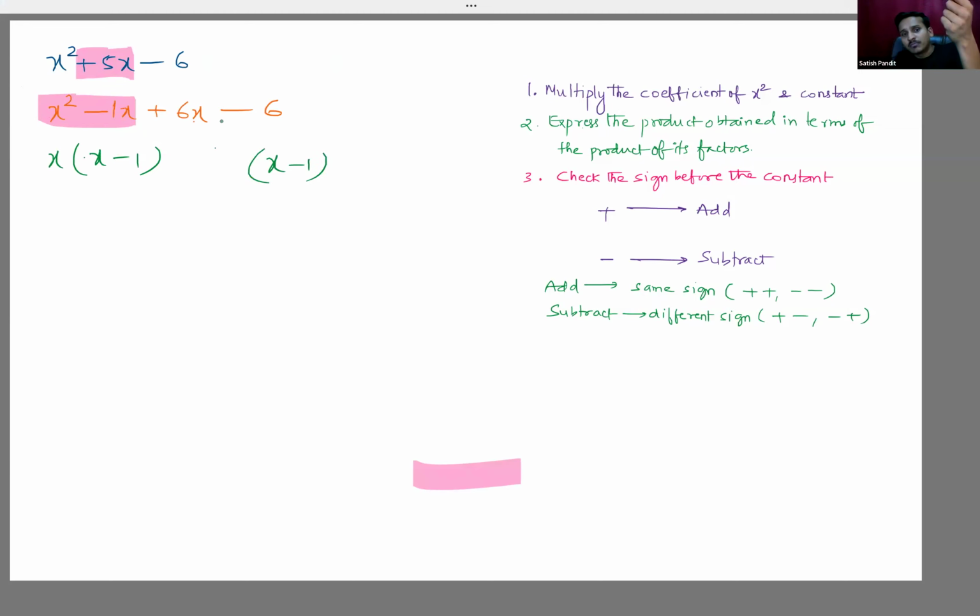And think of one number such that if you multiply this bracket, you get the next two terms. This is one term, this is the other term. Next two terms you should get. What will be that number? Plus 6. And see, this is one term, this is another term.